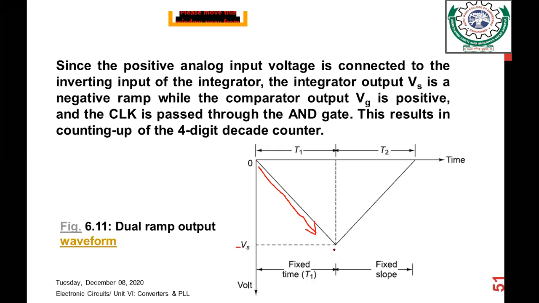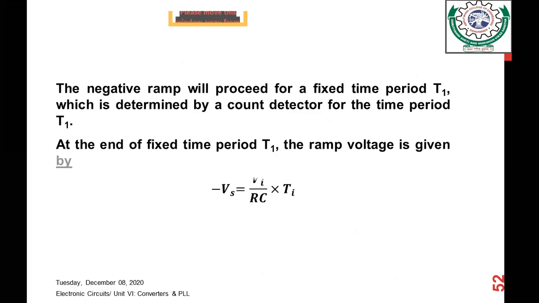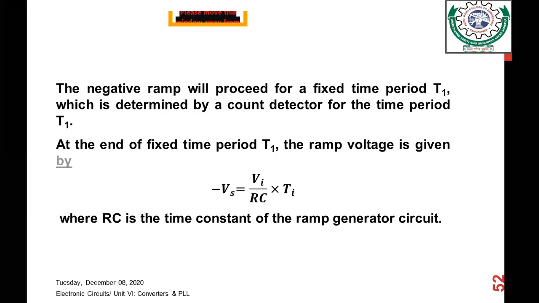At the end of the time period T1, you can see in the diagram, the ramp voltage is given by a formula: minus Vs is equal to input voltage Vi upon time constant RC into time period T1, where RC is a time constant of the ramp generator circuit. In this way we obtain this. You can give it equation number 1.